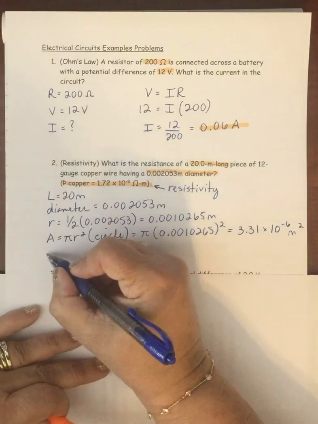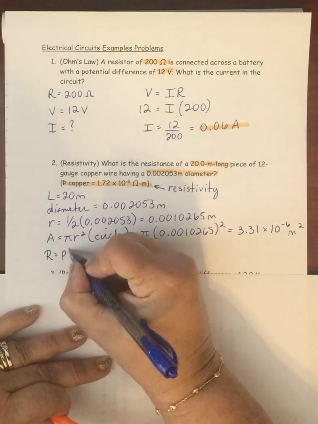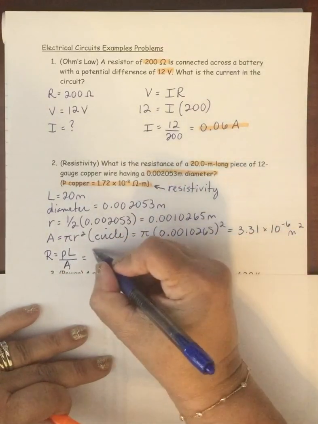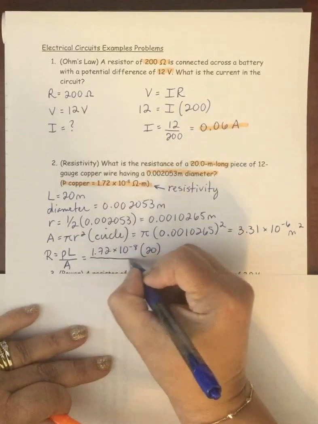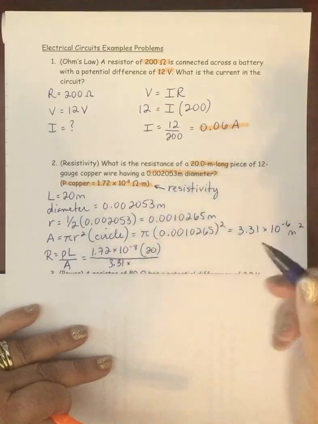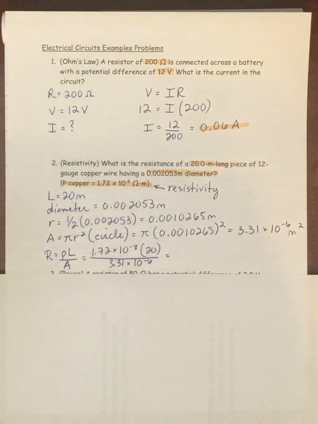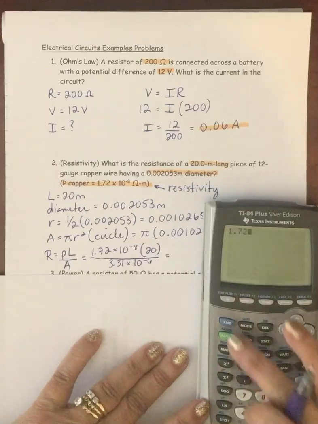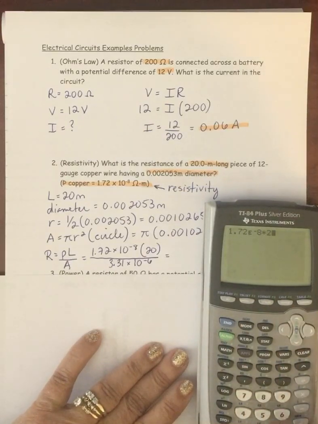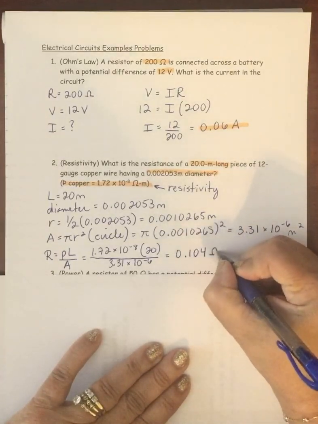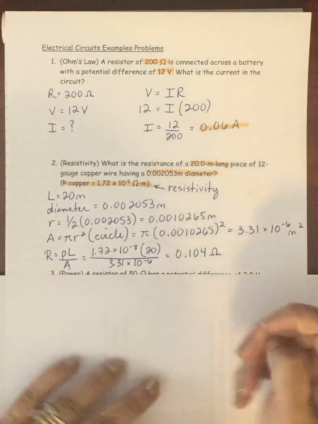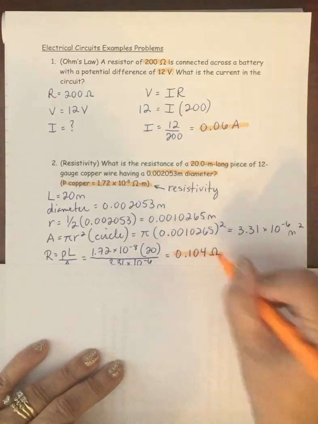And so now you can plug into the formula. You're looking for resistance, rho times length over cross-sectional area. So we have 1.72 times 10 to the negative 8. You're going to multiply that times the length, which is 20, and then divide by 3.31 times 10 to the negative 6. And let's see what we get. So we have 1.72 times 10 to the negative 8 times 20, and then divided by 3.31 times 10 to the negative 6. And that gives me 0.104. So 0.104 ohms is my resistance. That's my answer.